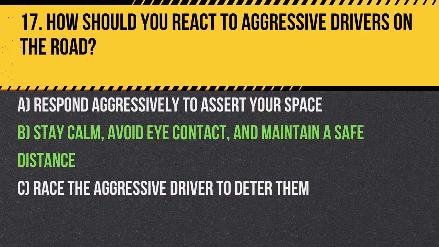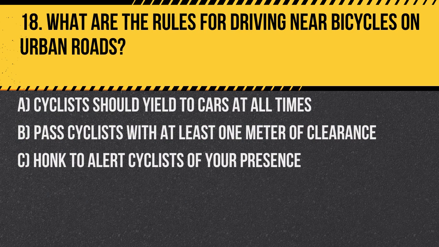Answer B. Stay calm, avoid eye contact, and maintain a safe distance. Keeping composed and safe is crucial when dealing with aggressive behavior on the road. Question 18. What are the rules for driving near bicycles on urban roads?